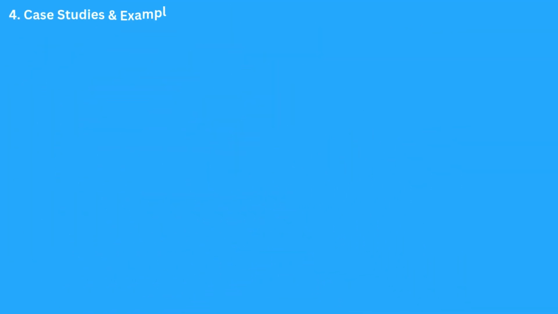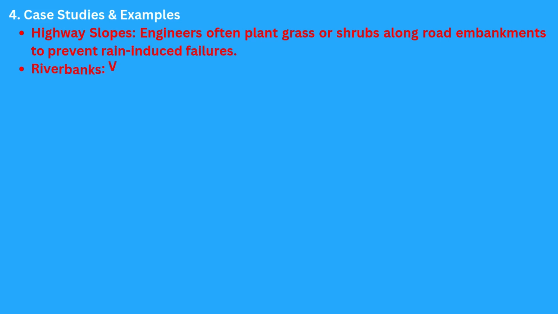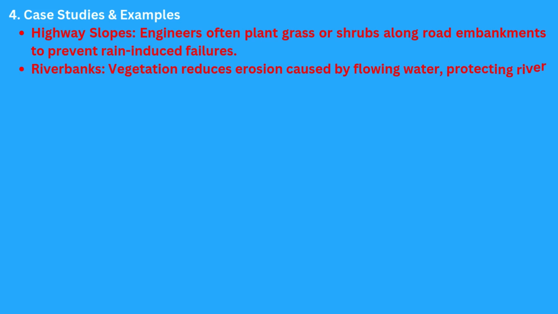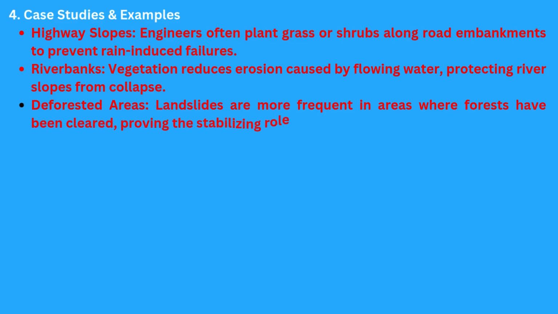4. Case studies and examples. Highway slopes. Engineers often plant grass or shrubs along road embankments to prevent rain-induced failures. Riverbanks. Vegetation reduces erosion caused by flowing water, protecting river slopes from collapse. Deforested areas. Landslides are more frequent in areas where forests have been cleared, proving the stabilizing role of vegetation.